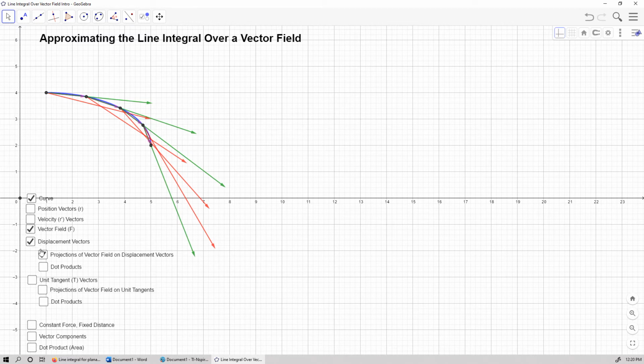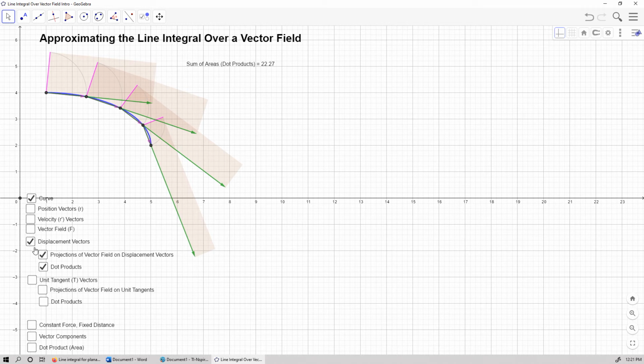So now we don't really need the original force vectors. The vector field itself is not really as important. What's important is the components of that field that are going in the same direction as the motion of the object. Okay, and then we're just multiplying these 2 sizes, the size of this displacement vector times the size of the force, the component of the force in that direction. And that's exactly what the dot product of those two vectors will give you.